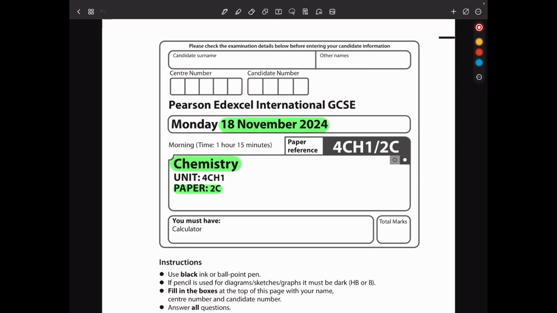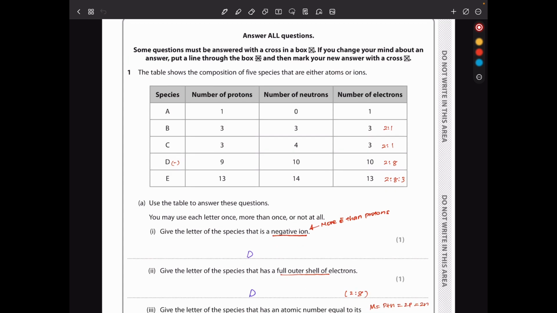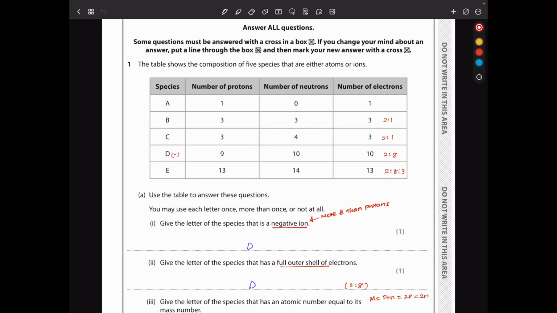Today we're doing the Pearson Edexcel International GCSE Chemistry Paper 2C for November 2024. Let's begin with the first question. In question 1, the table shows the composition of 5 species that are either atoms or ions. So how can we tell if they're ions?